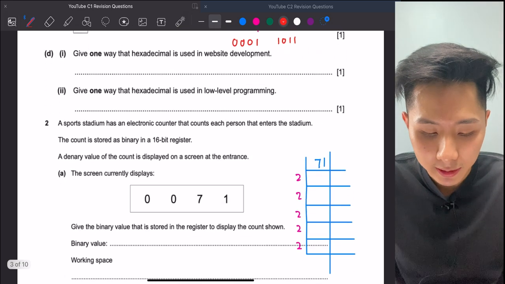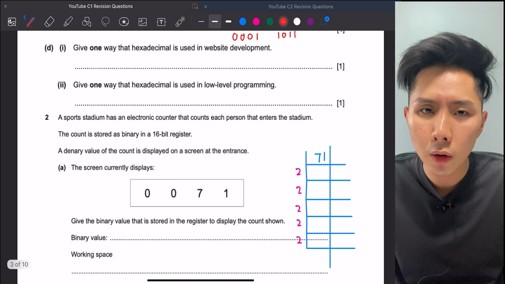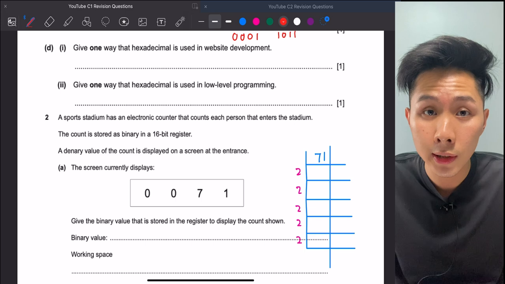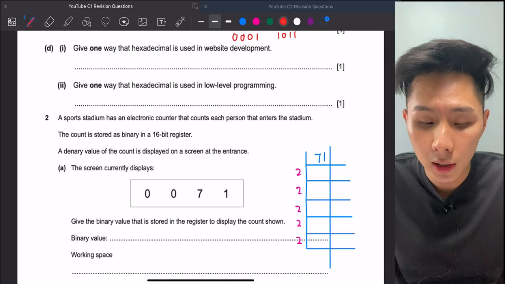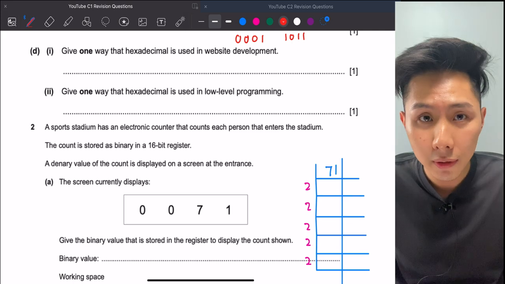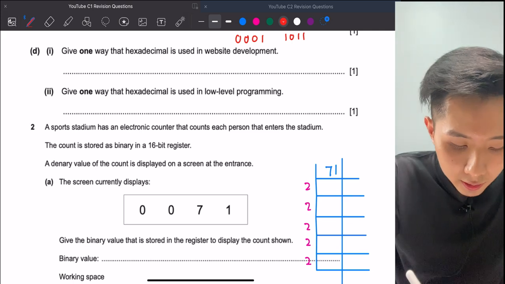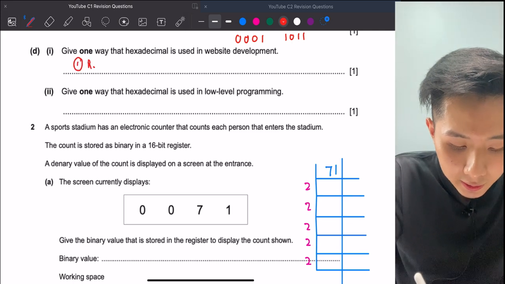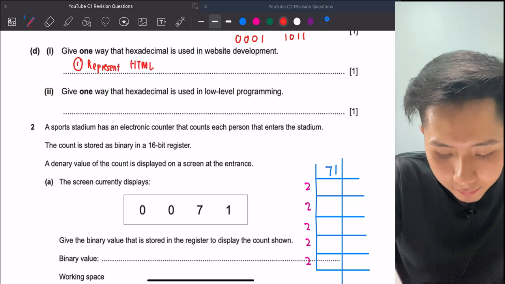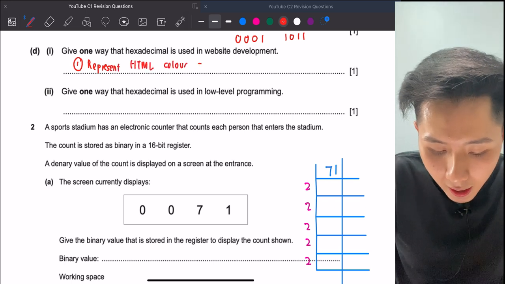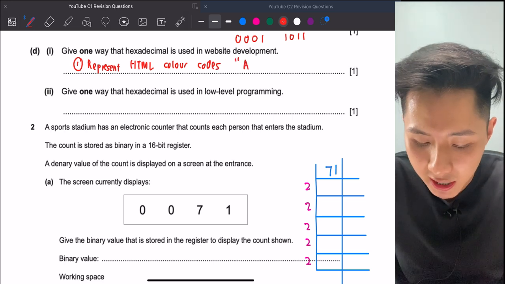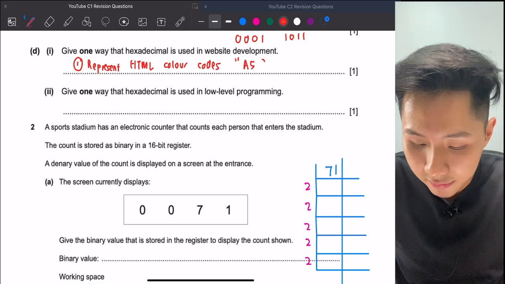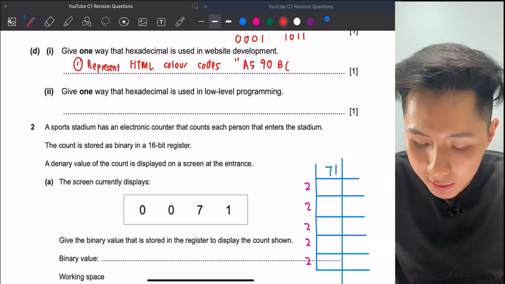All right. So next question. Besides conversion, you will also be asked how hexadecimal is used in the real world. Give one way that hexadecimal is used in website development. There are two different answers basically. First one is to represent HTML color code, which basically looks like this. It may be A5, 90, B6.